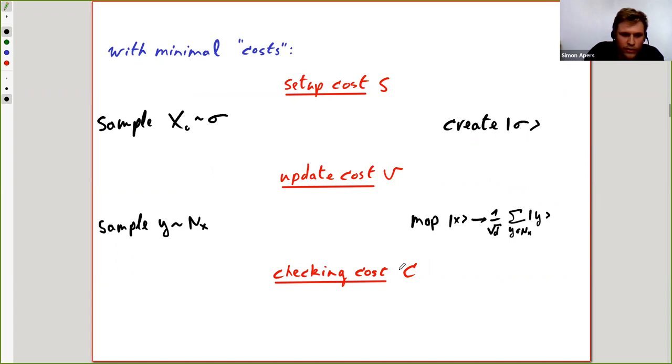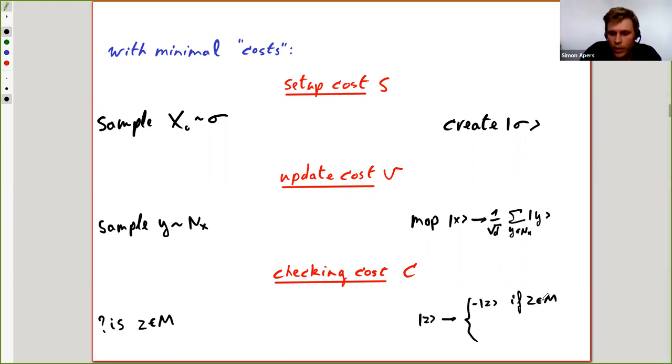And finally, we have this checking cost C, which corresponds to classically answering the question, is some node Z marked? So is Z in M? And in the quantum case, again, I'm going to be a bit loose here about the exact axis, but you can think about it as being able to reflect around the marked element. So basically, if Z is marked, then we get a minus sign in front, whereas if it's not marked, it stays just like that, all right? So these are dual pictures that we have. And the goal is to compare random walk algorithms and quantum walk algorithms using these costs.